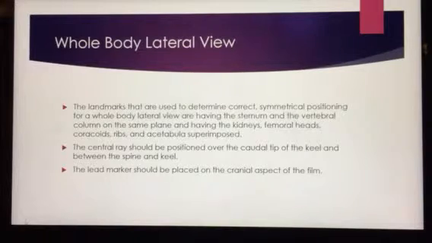The landmarks that are used to determine correct symmetrical positioning for a whole body lateral view are having the sternum and the vertebral column on the same plane and having the kidneys, femoral heads, coracoids, ribs, and acetabula superimposed. The central ray should be positioned over the caudal tip of the keel and between the spine and keel. The lead marker should be placed on the cranial aspect of the film.